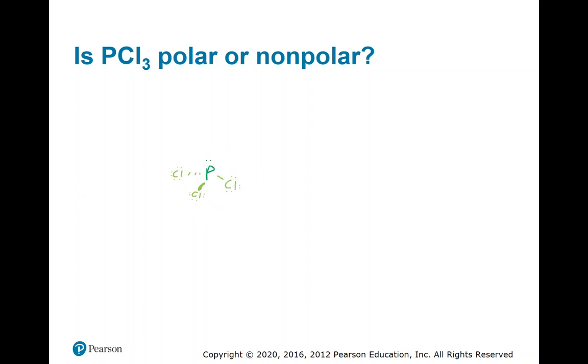So let's look at this next example, which will be not phosphorus pentachloride, but PCl3, phosphorus trichloride. So again, try to draw this Lewis structure on your own, see if you get the right answer, and we'll go over whether this is polar or nonpolar once you've paused the video, and we'll resume.